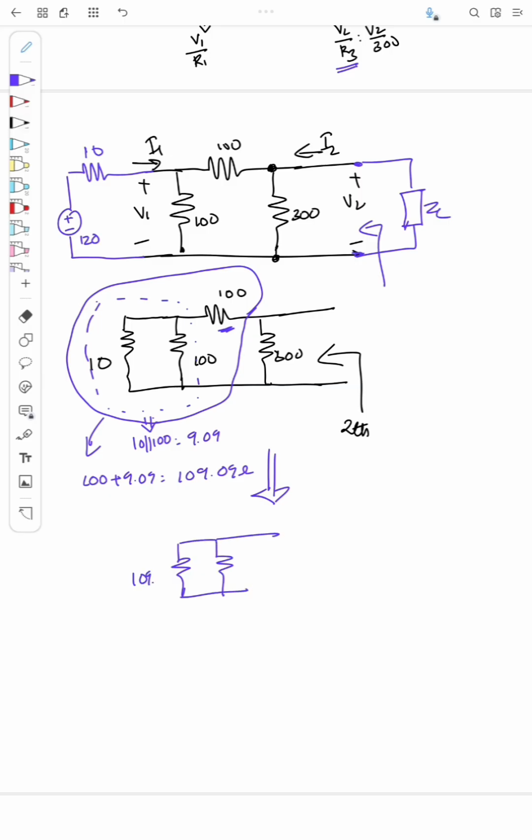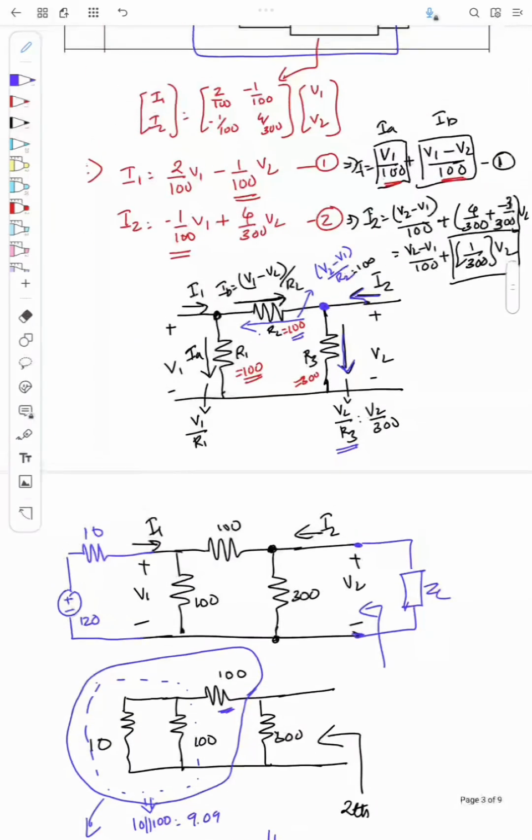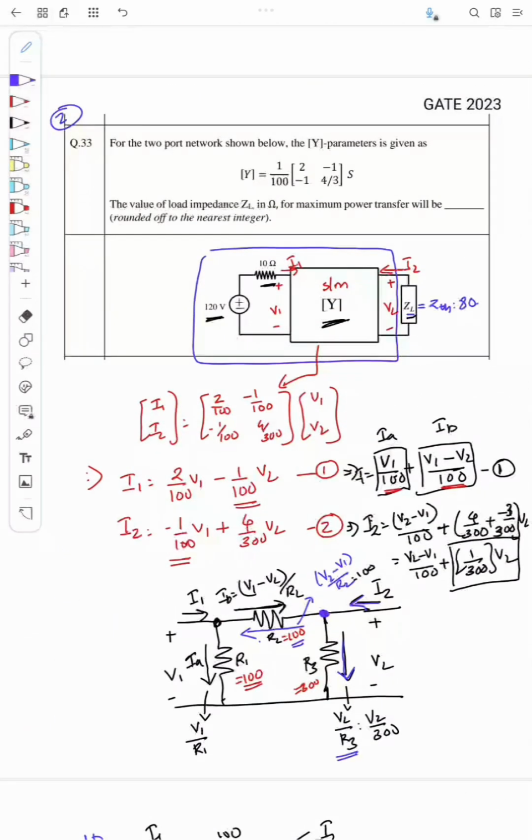Okay, so effectively this circuit will be like this now, right? 109.09, and I have some 300 ohm in parallel. So I need to find the equivalent. So equivalent ZTH will be equal to 300 into 109.09 by 300 plus 109.09. So this is approximately equal to 79.9997, or it is equal to 80 ohm. Okay, approximately equal to 80 ohm. So this should be the resistance that should be connected for maximum power transfer. So the answer is 80 ohm.